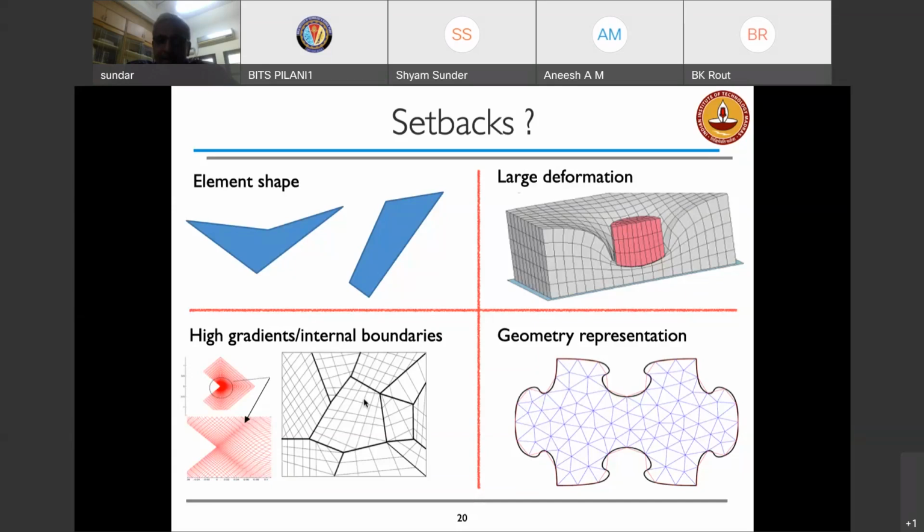And again, people have been thinking about this, and there are techniques by which you can actually address these issues. The reason why I have taken some of these setbacks is that the methods that I'm going to talk about today are somehow related to these approaches, these setbacks.